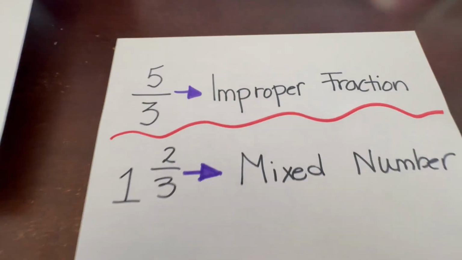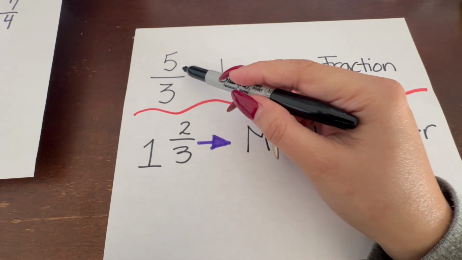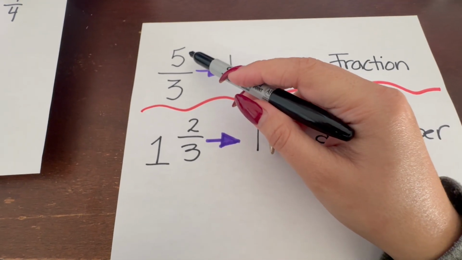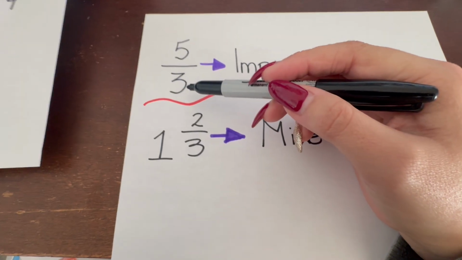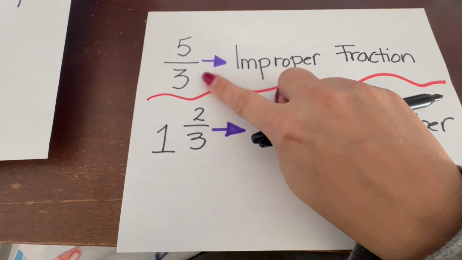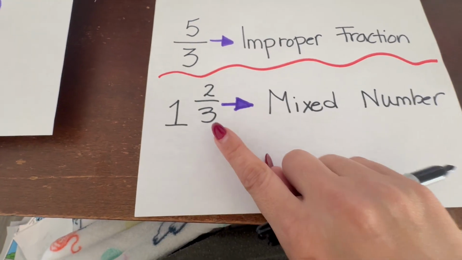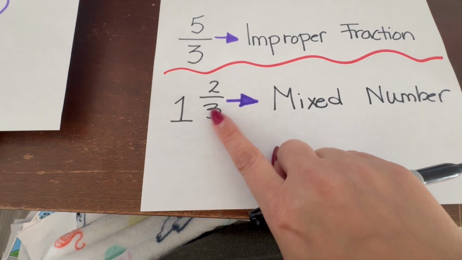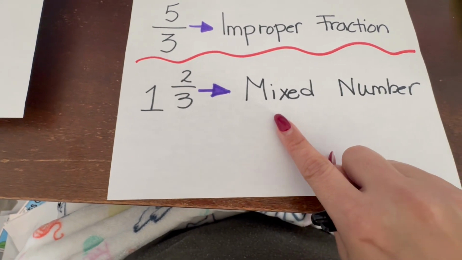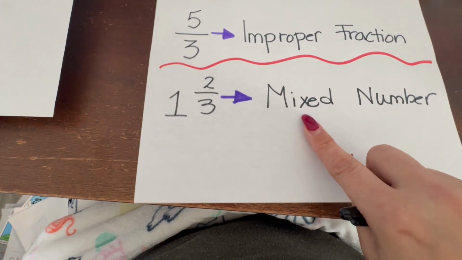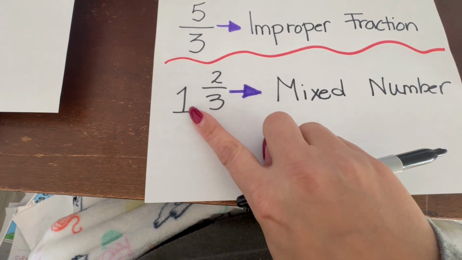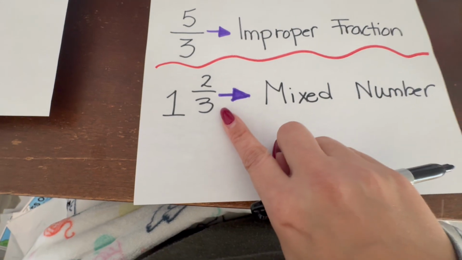So just to review real quick, the top number of a fraction is called the numerator and the bottom number is called the denominator. When the numerator is bigger than the denominator, we call that an improper fraction. And when we have a whole number with a fraction, that's called a mixed number. It's called a mixed number because you have two parts: a whole number and a fraction.